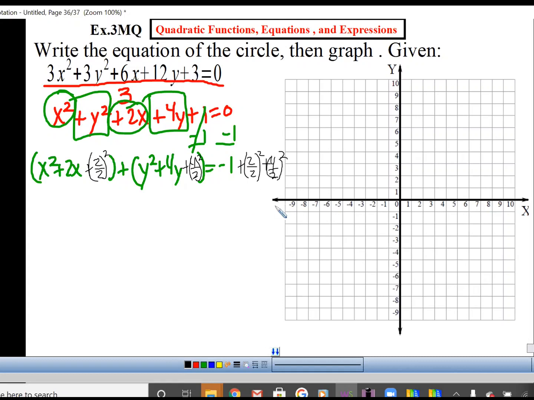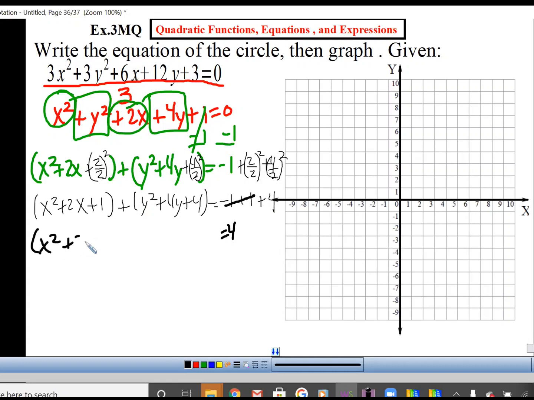All right, so let's simplify this. So this is 4 divided by 2 is 2. The square, that's 4 plus 1 plus -1. Let me bring this down. X squared plus 2x plus 1 plus y squared plus 4y plus 4, parentheses. All right, so eliminate -1 and 1. Those are a 0 pair. Bring down the 4, and we end up with x squared plus 2x plus 1 plus, parentheses, y squared plus 4y plus 4. All right, let's factor.